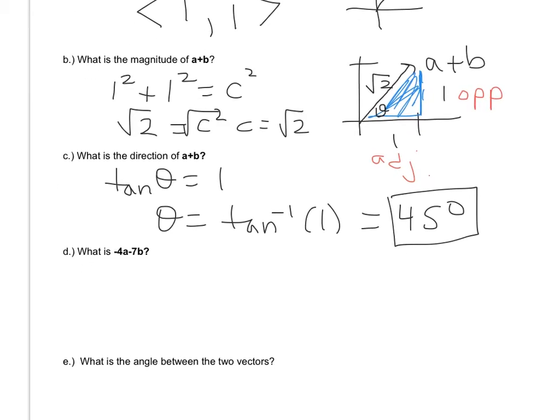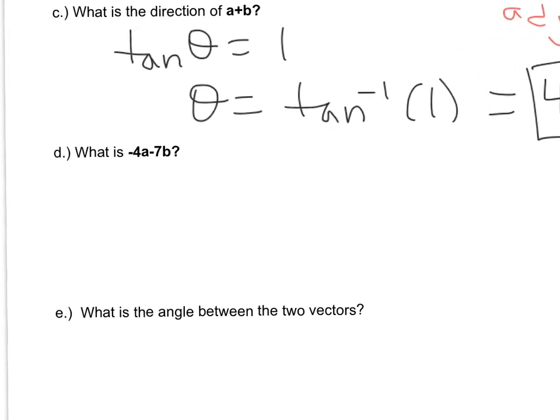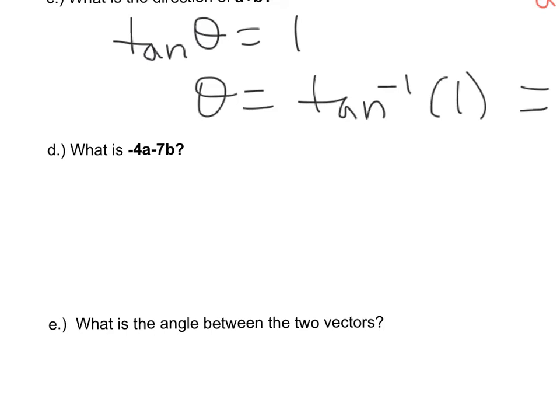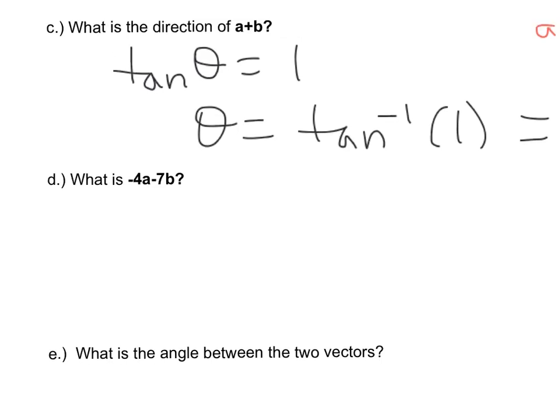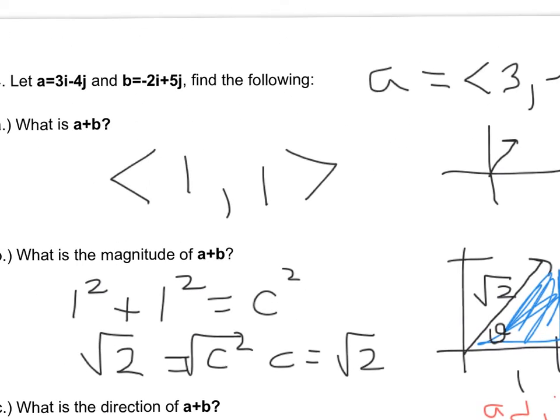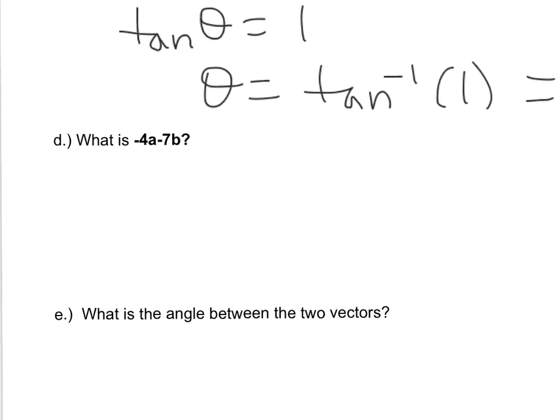Okay, part D asks, what is negative 4a minus 7b? So essentially what we're doing here is taking negative 4 times a. If we remember what a is from above, a is (3, negative 4), and b is (negative 2, 5). So we're trying to do negative 4 times vector a, which is (3, negative 4), and then subtract 7 times vector b, which is (negative 2, 5).